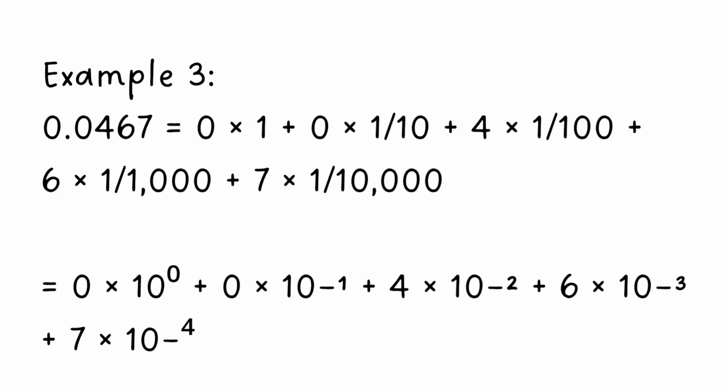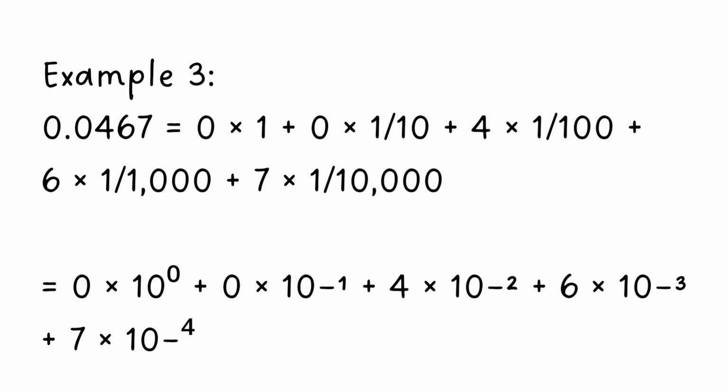So we have 0.0467 to be expressed in expanded notation form. And as you can see, we first of all broke it down to 0 times 1 plus 0 times 1 over 10 plus 4 times 1 over 100 plus 6 times 1 over 1,000 plus 7 times 1 over 10,000.